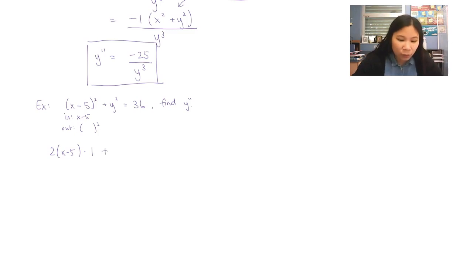Okay, then we have the plus y squared. The derivative of y squared is just 2y, but because it's a y, we'll need the y prime. And then the derivative of 36 is 0.